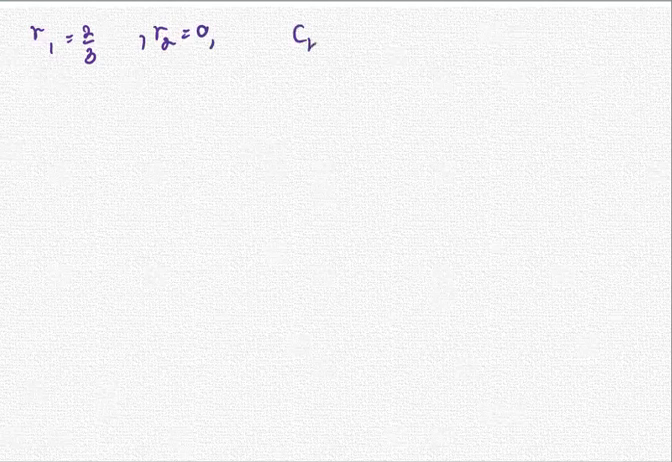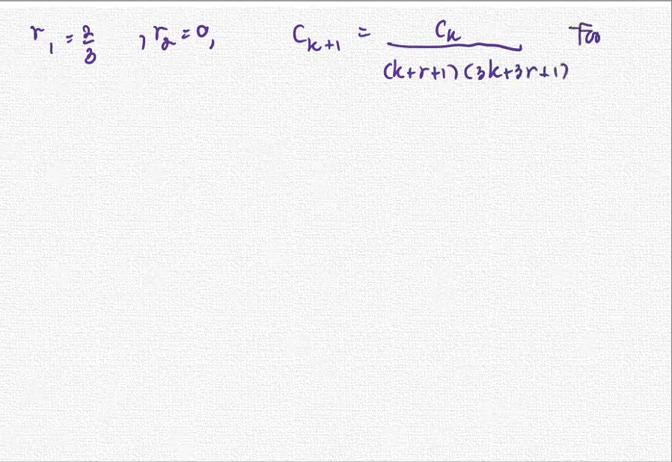Let's summarize it. So far we have r1 equals 2/3, r2 equals 0, and the recurrence relation is c_{k+1} equals c_k divided by (k plus r plus 1) multiplied by (3k plus 3r plus 1) for k greater than or equal to 0. And then we're going to work on one r at a time.